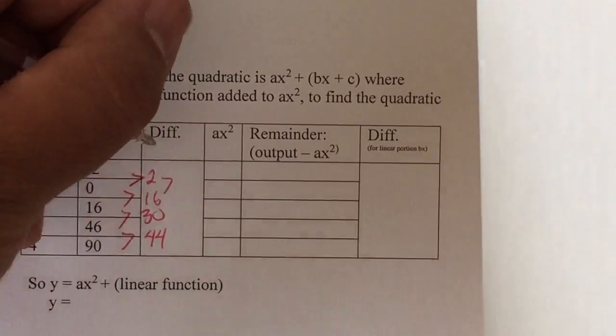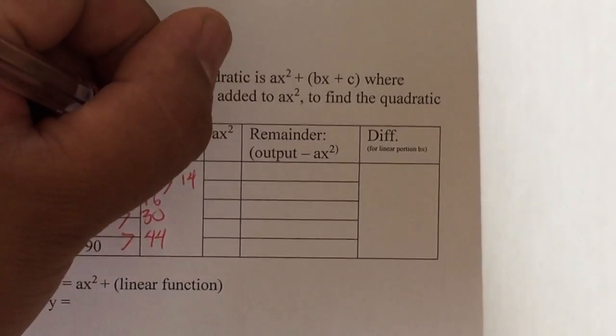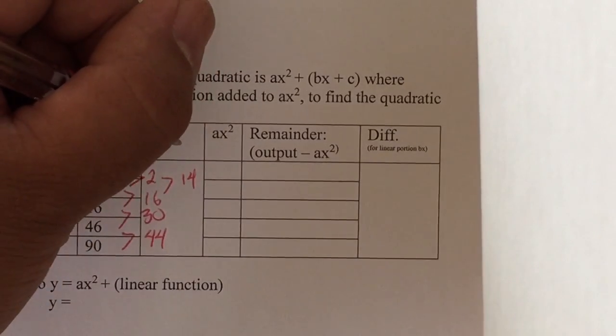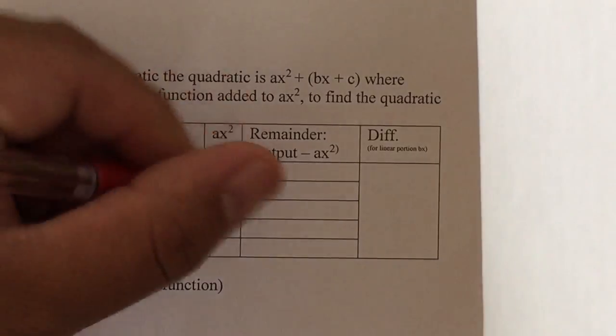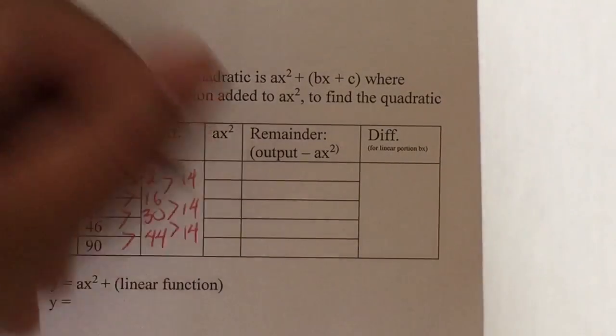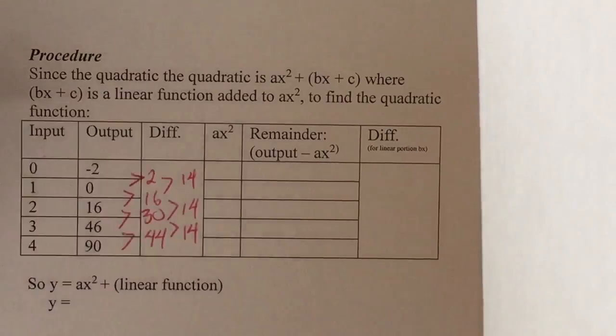16 minus 2, that's 14. 30 minus 16, that's 14. And 44 minus 30 is also 14. So you see by the second differences that the equation is going to be quadratic.